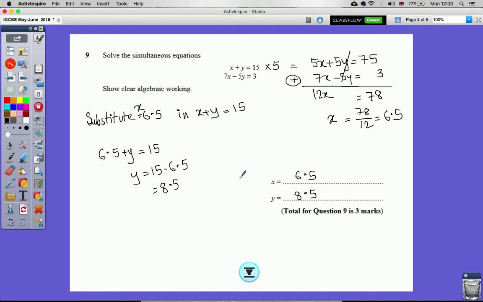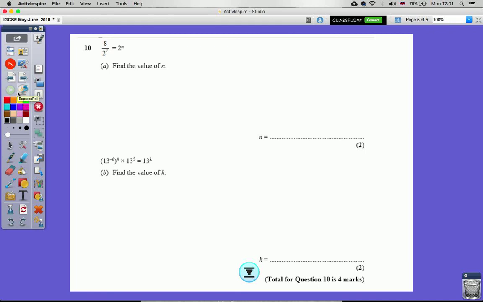So you can test, like you can substitute into the equations and see if it works. Like x is 6.5 and y is 8.5. If you add them, you're going to get 15. At the same time, if you multiply 7 times 6.5, that gives you 45.5. And if you minus 5 times 8.5, that will give you a total of 3. All right. Now the last question of this segment is an indices question.